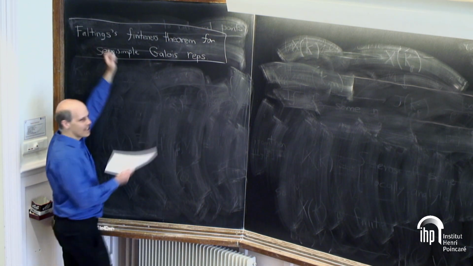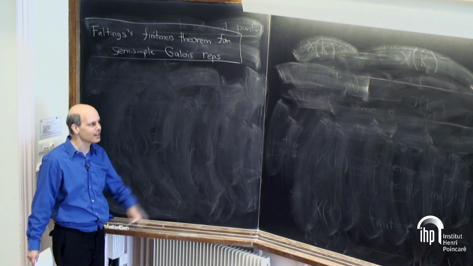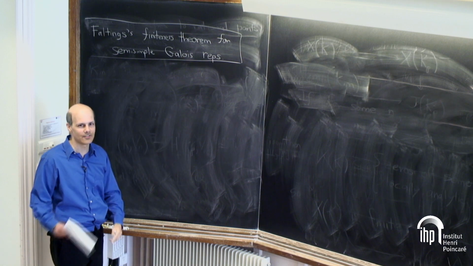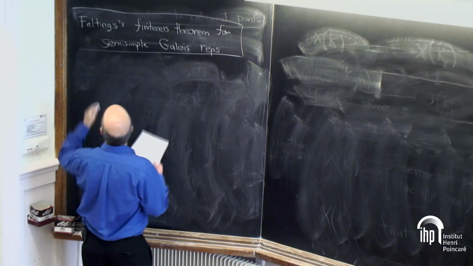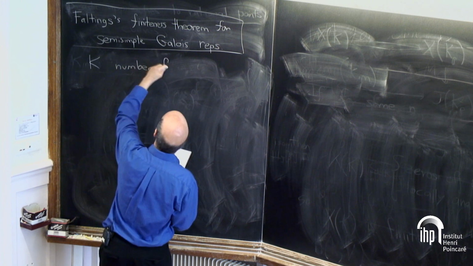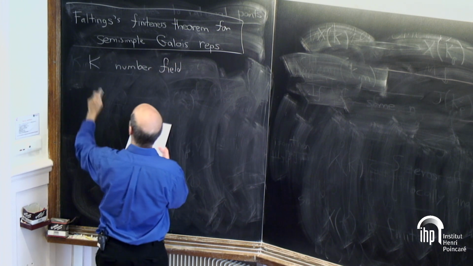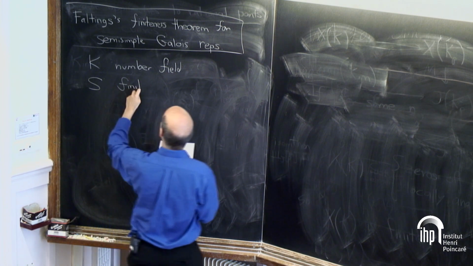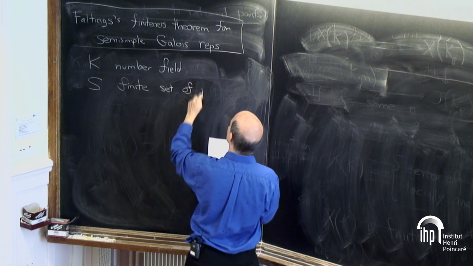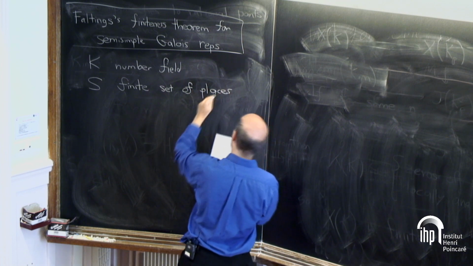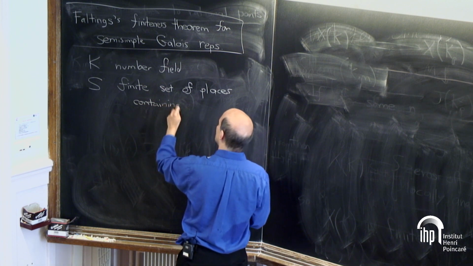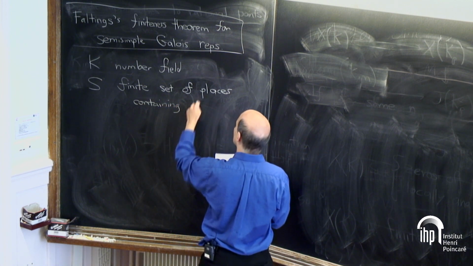And Lawrence and Venkatesh also need this. So it's not completely independent of Faltings' proof, but it uses sort of the easier parts of Faltings' proof. All right, so K is always going to be a number field. And S is a finite set of places. And just for simplicity, let me assume that it always contains all the Archimedean places.